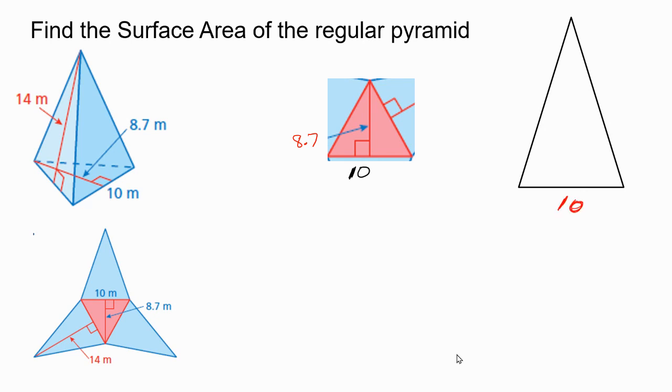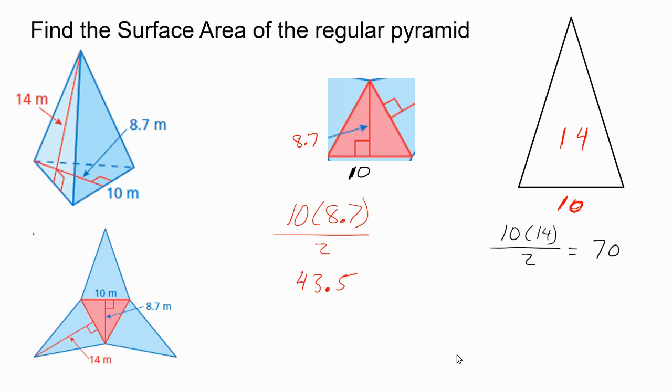The base is still 10. This one has a height of 14. And there ends up being 3 of those. So the area of the first triangle, the base, you get 43.5. And then the second one, you get 70. Now, when you add those up, you see how there are 3 70s because there's 3 of those. And then there's only one base, that's 43.5.